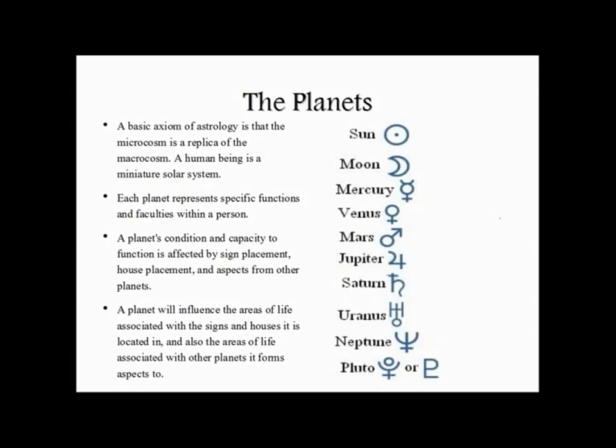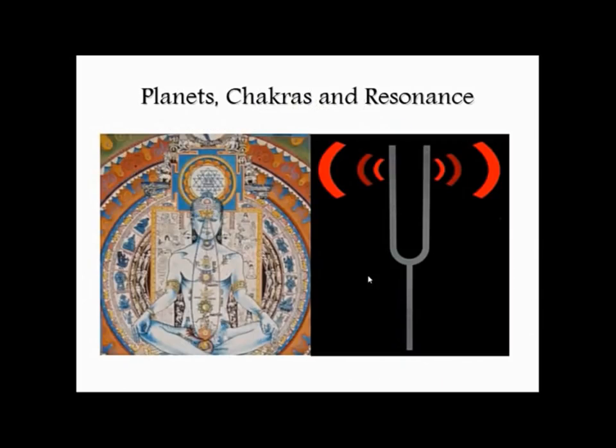And okay, when we analyze a planet in the context of the birth chart, we note that it will influence areas of life associated with the signs and houses it is located in, and also the areas of life associated with other planets it forms aspects to. Like I said before, these basic symbols, planets, signs, houses, and aspects, all sort of interweave in fluent astrological interpretation. But now I want to give you a description of what I understand to be something like the mechanism whereby astrology works. I'll try and be brief about it.